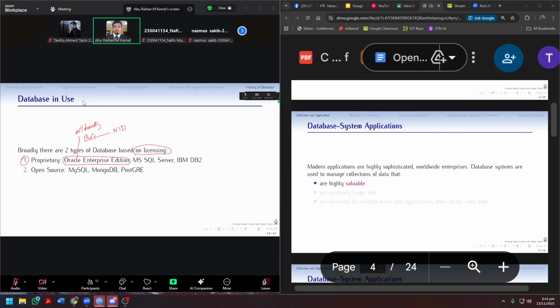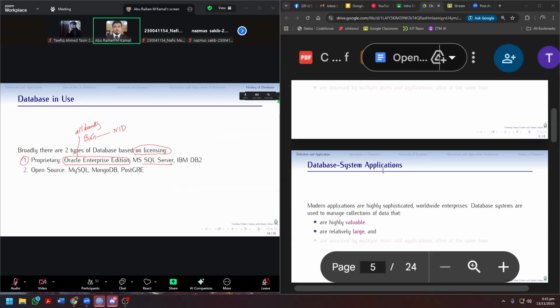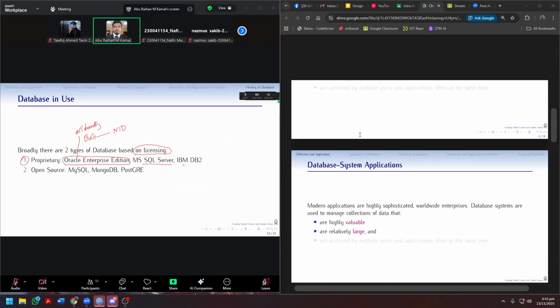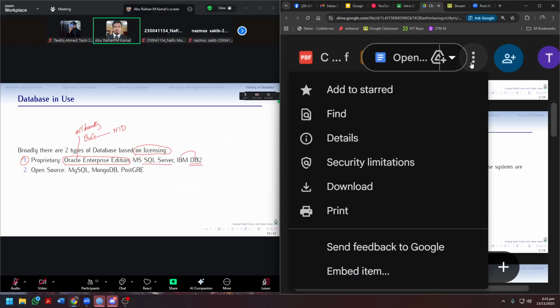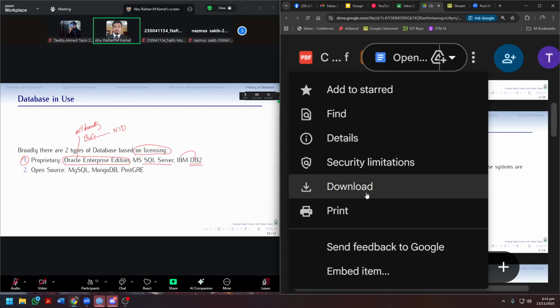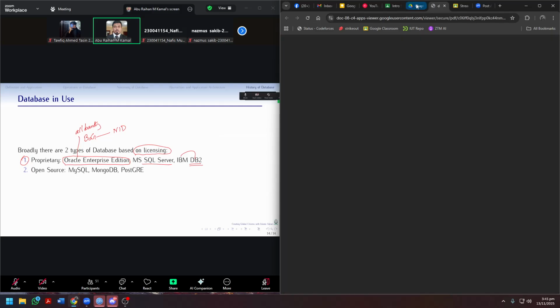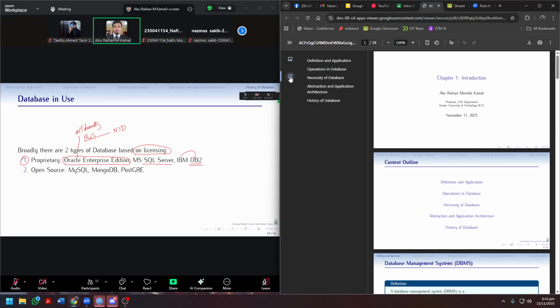And then we have a Microsoft solution, SQL Server, that is a moderately good database. And we have DB2 of IBM. These are proprietary products, meaning you have to buy it for a specific time, and you have to buy it again. You cannot use it free.